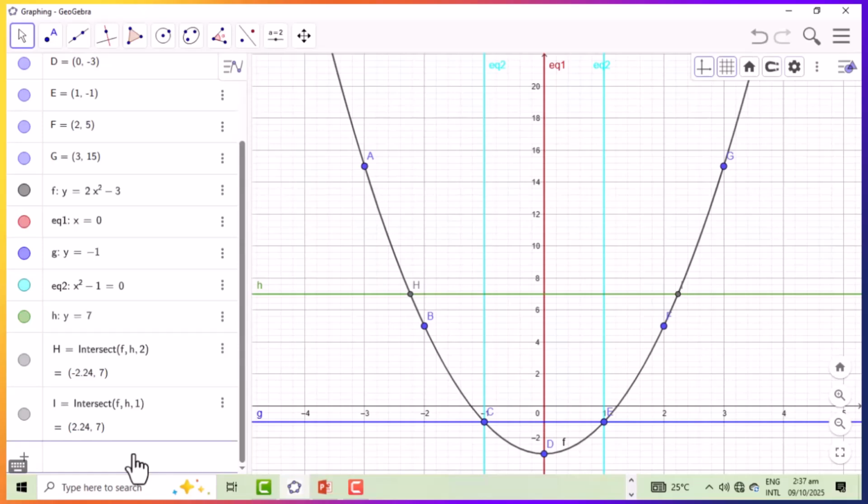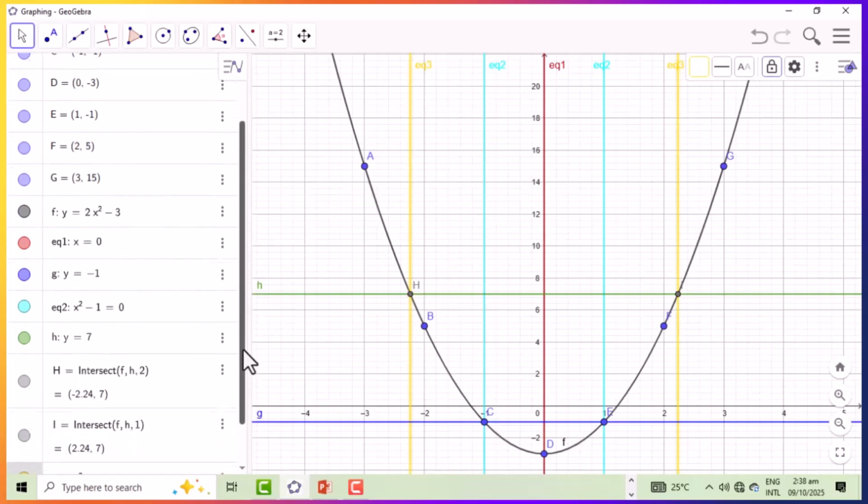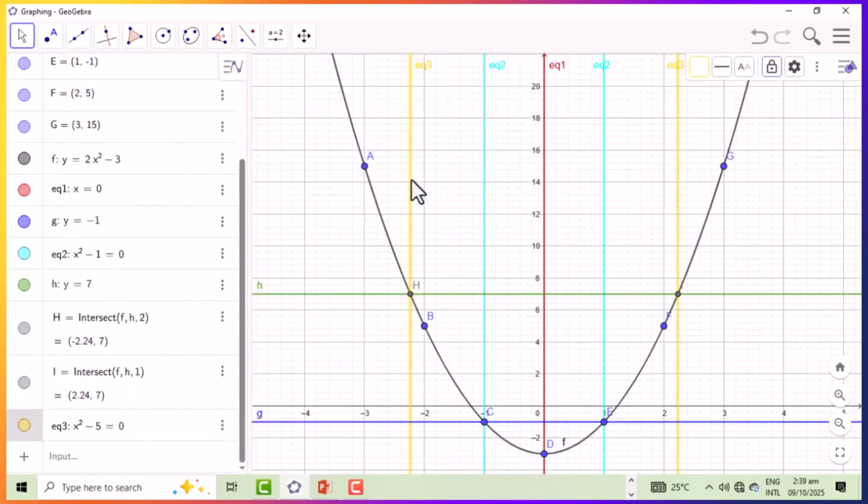Now let's put in the equation to see where the line intersects the x-axis. So these are the points. You could see that this yellow line passes through this point, which is negative 2.2, and then positive 2.2. So it intersects the x-axis at this point, and at the same time this point.